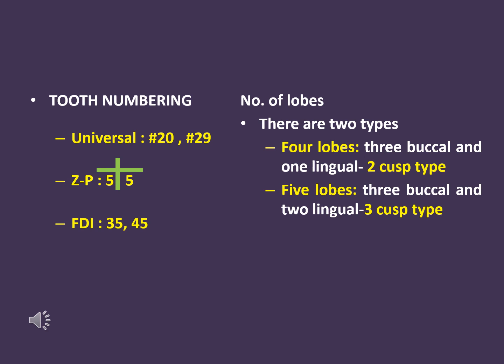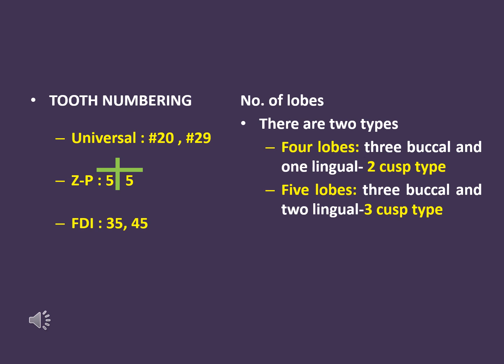So generally in premolars, all the premolars are developed from 4 lobes except the 3-cusp pattern of the mandibular second premolar. So only the mandibular second premolar with 3-cusp pattern is developed from 5 lobes.